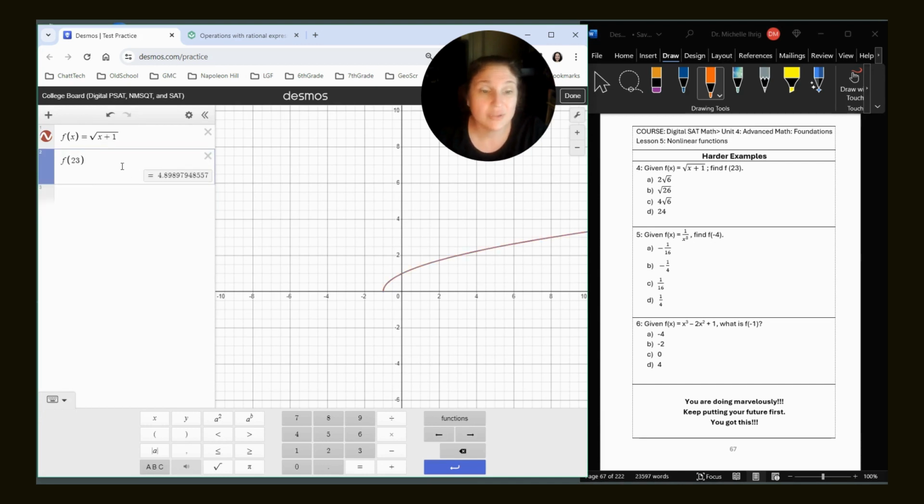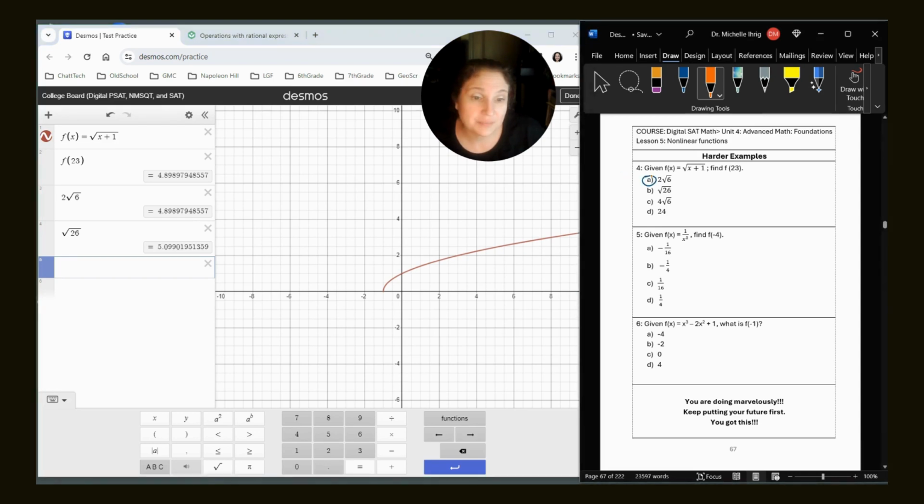None of the answer choices match that. So what we're going to do is type in 2 radical 6, and we get what we're looking for, the answer. If I had typed in the square root of 26, we get that. If I type in 4 radical 6, we get something different, and it's also not 24. So the answer is 2 radical 6.